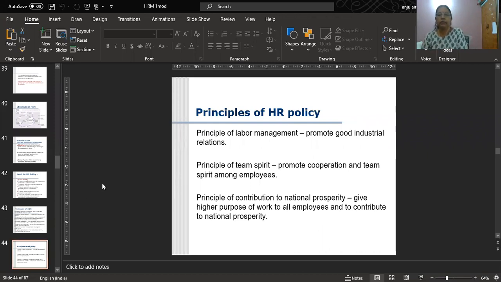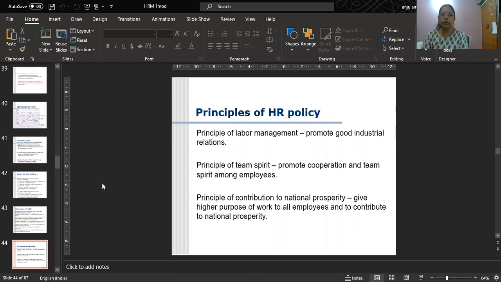Then we have principles of labor management, that is having good relations between management and labor, and between other industries, having good industrial relations. Principle of team spirit means having the employees cooperate with each other, coordinate with each other, having a team spirit among the employees. That is principle of team spirit.